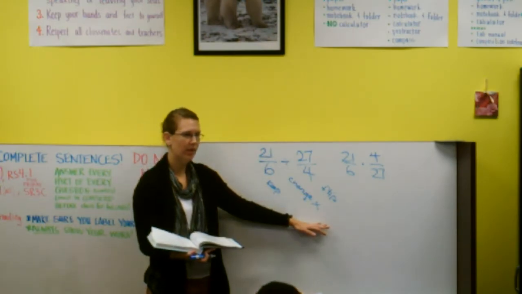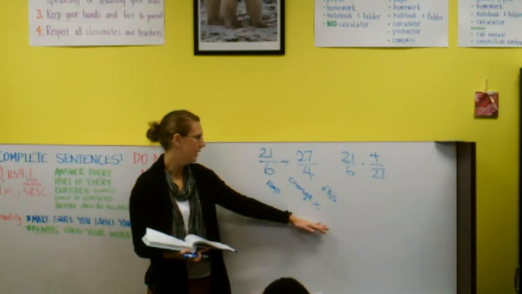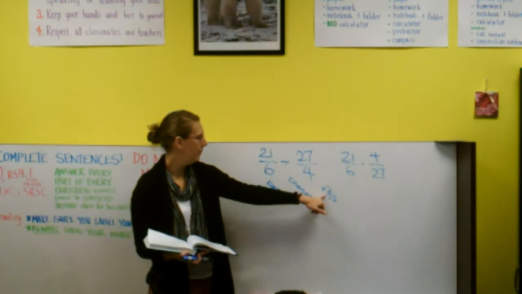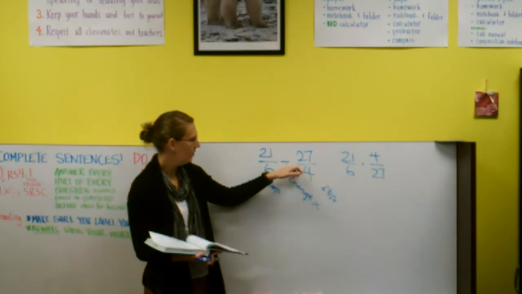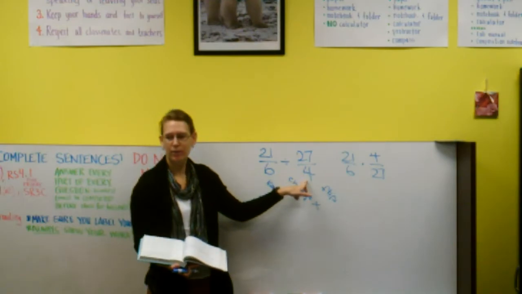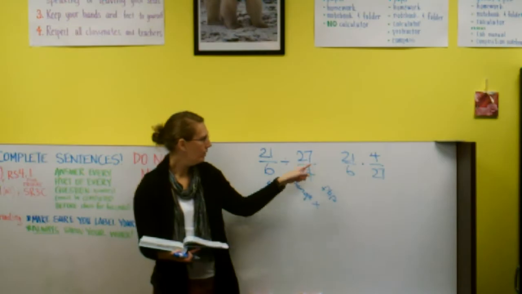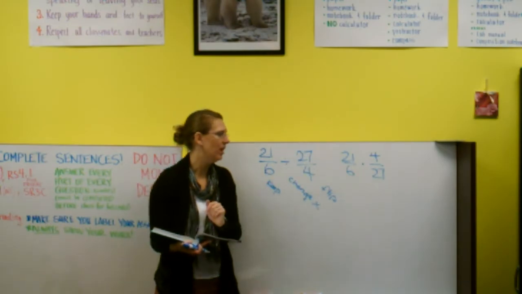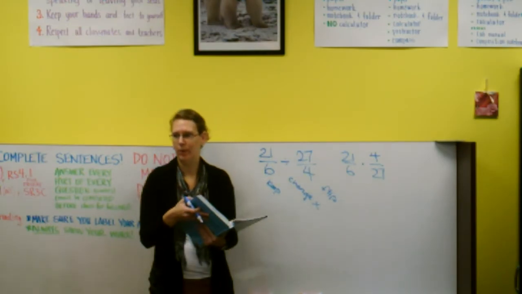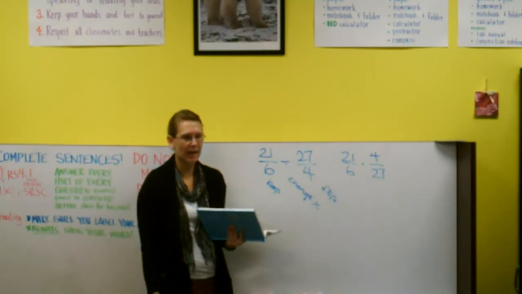Have you guys seen this before? Yes? Okay, I figured as much. So, keep, change, flip: dividing fractions is multiplying by the reciprocal. The reciprocal means we flip it. So now that we've got it all set up for multiplication, can we cancel anything? Can we reduce those before we multiply?